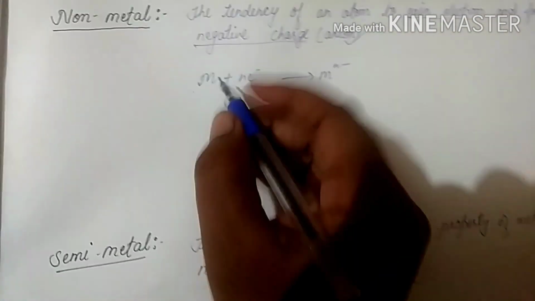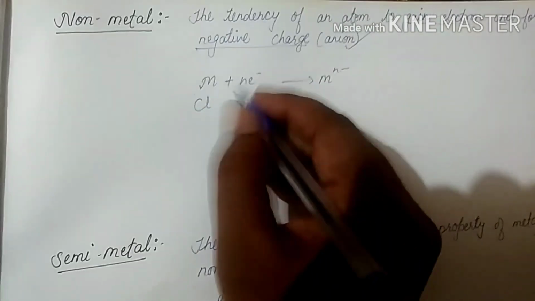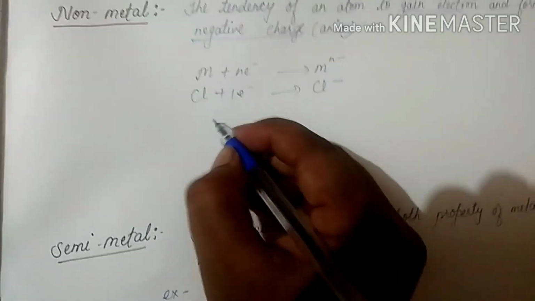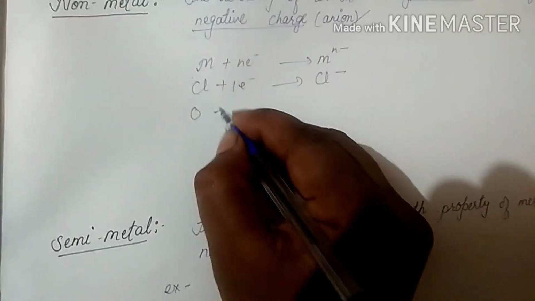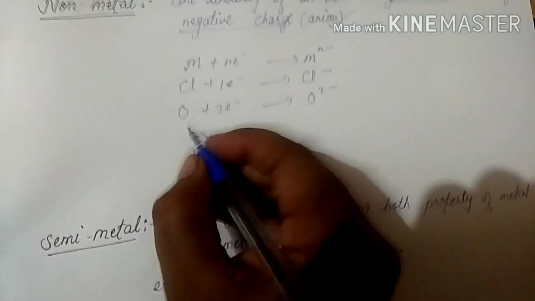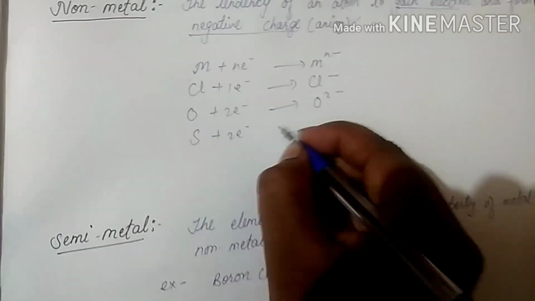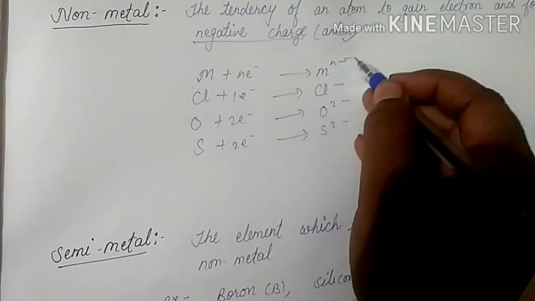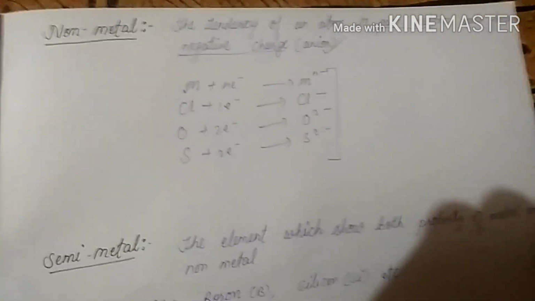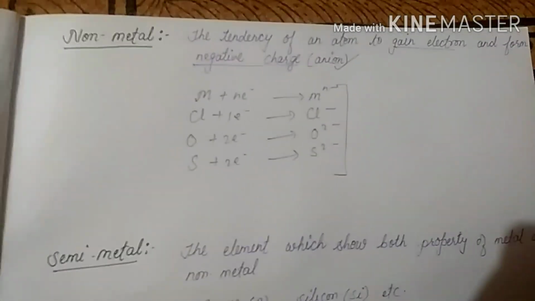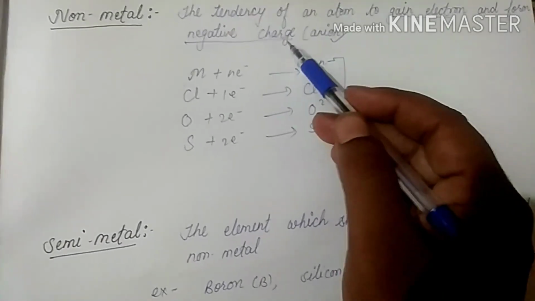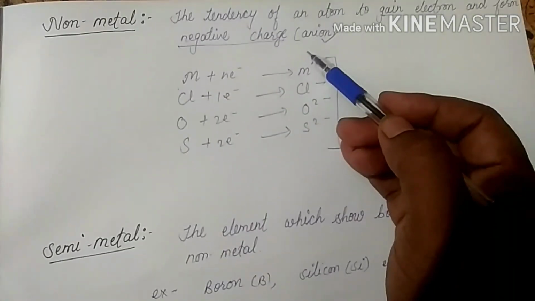So those atoms which accept or gain electrons and form negative charge will be non-metal. For example, children, suppose this is chlorine. When it gains one electron, it forms one negative charge. Oxygen, when it gains 2 electrons, forms 2 negative charge. This is sulfur. When it gains 2 electrons, it forms 2 negative charge. So we can say the tendency of an atom to gain electrons and form negative charge is non-metal. Clear, children? And negative charges are called anions and positive charges are called cations.